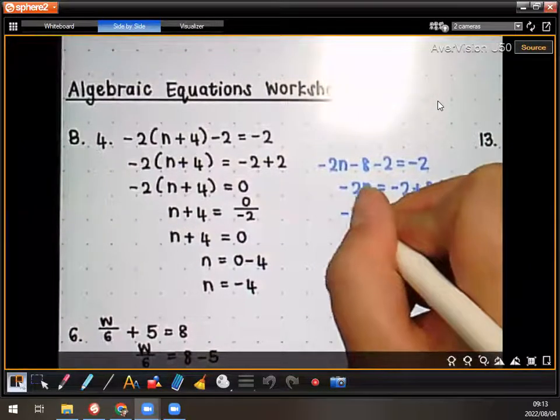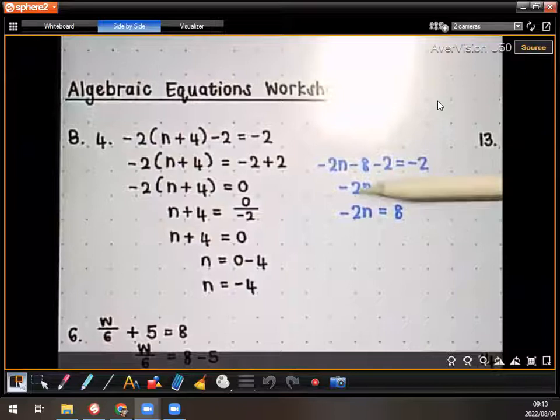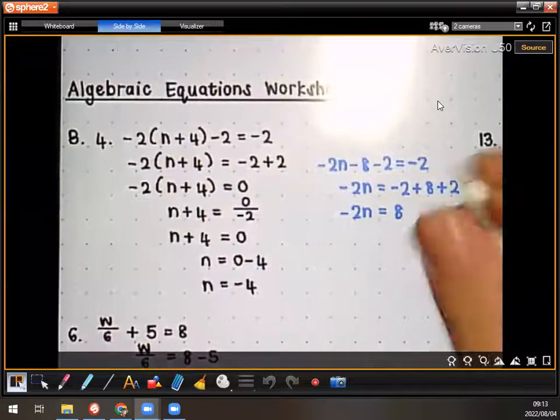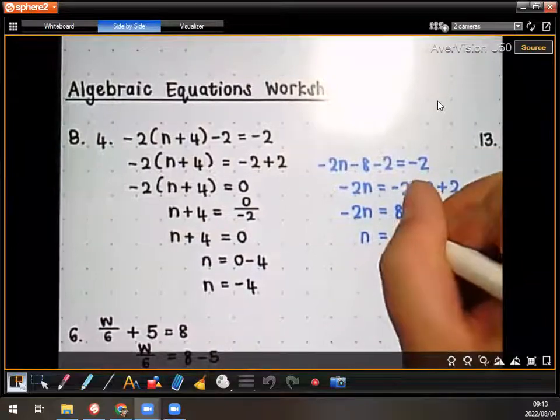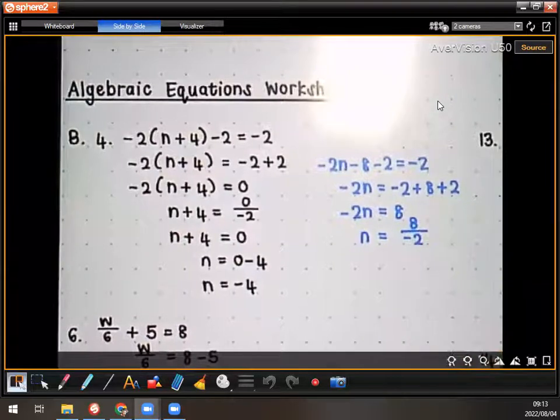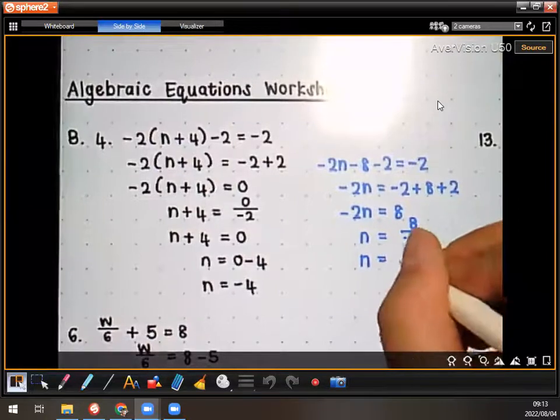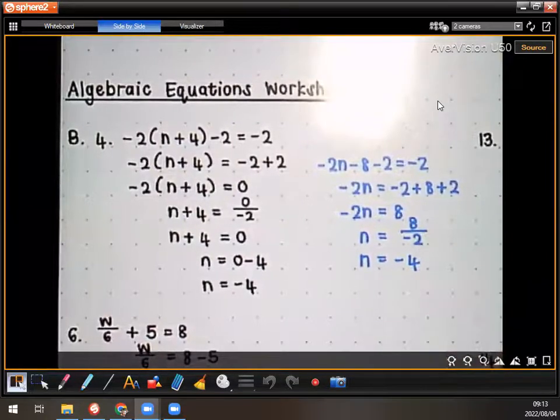Okay, so we have a negative 2n. Let's work this out, guys. What's negative 2 plus 8? 6, plus another 2, 8. What's the opposite of multiplying by negative 2? Dividing by negative 2. So 8 divided by negative 2. You can write the symbol also if you wanted to. And what is that, guys? What is 8 divided by negative 2? It's 4.